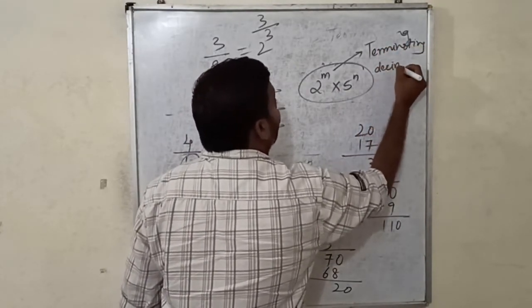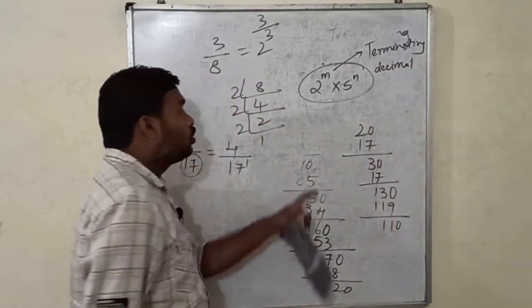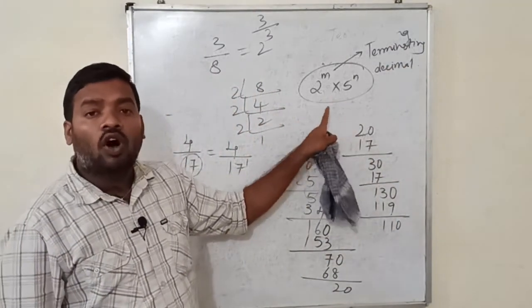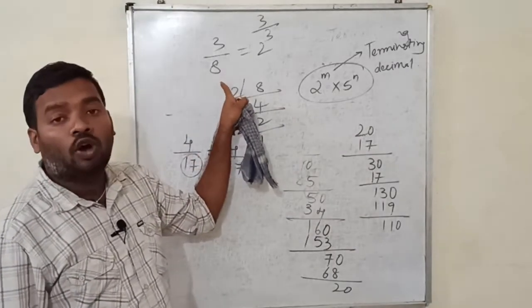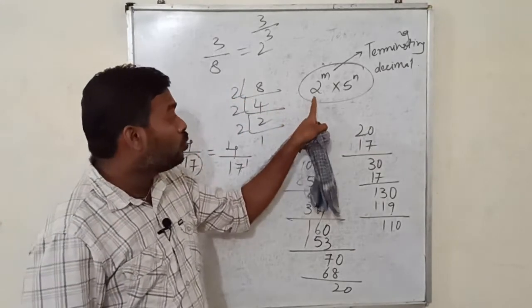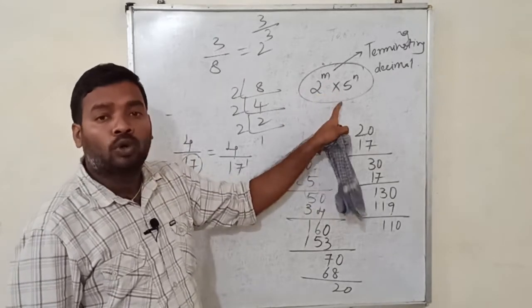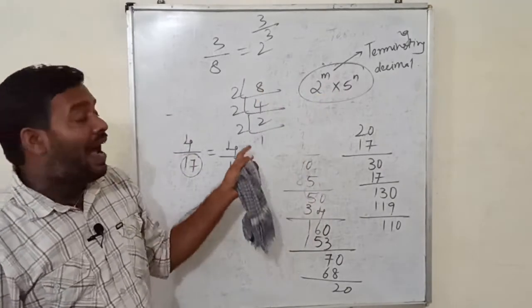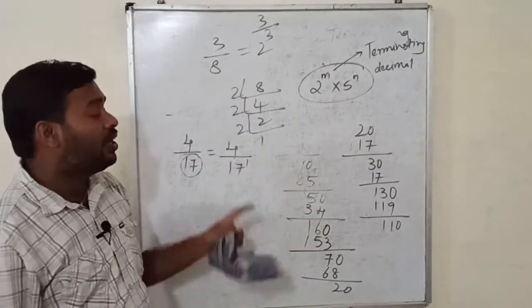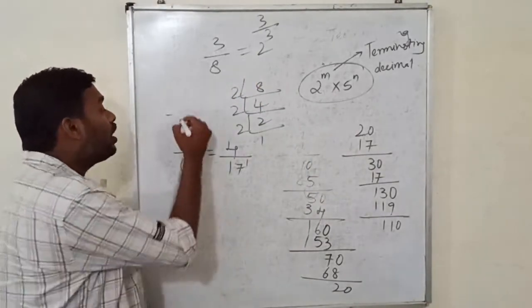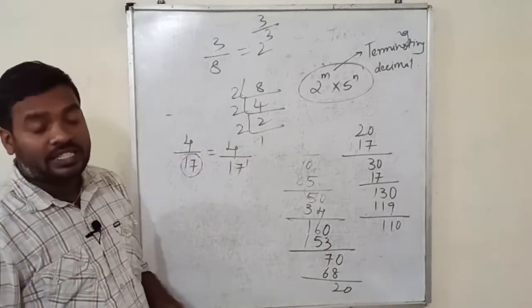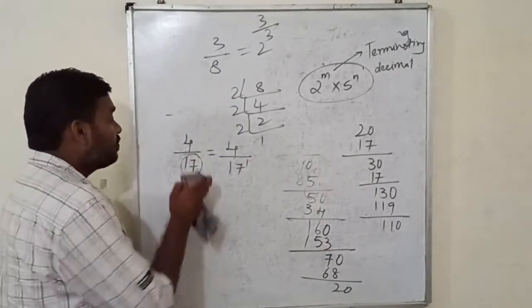That means you need to get 2 or 5 or both in the prime factorization of the denominator. You have to get 2 or 5 or both, but you should not get other than 2 and 5 in the denominator. If you get other than 2 and 5 in the denominator, that will be non-terminating recurring decimal. Let us see that once.